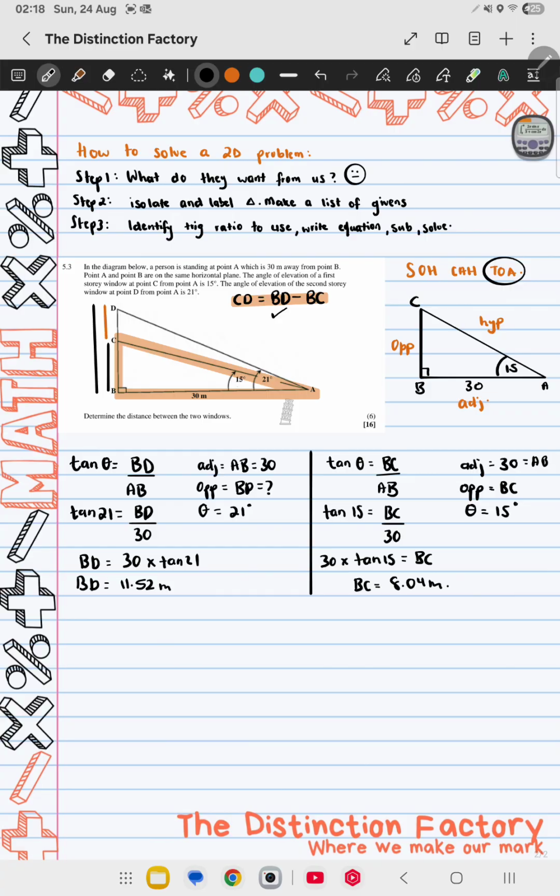All right, but we are not yet done, because remember that they actually wanted us to get the length of CD. So now all I have to do is take these two values and subtract them from each other. So we've got CD is equal to the length of BD, which is 11.52, and we are subtracting the 8.04 from this. And that answer will be our final. We end up with 3.48 meters being the length of CD.